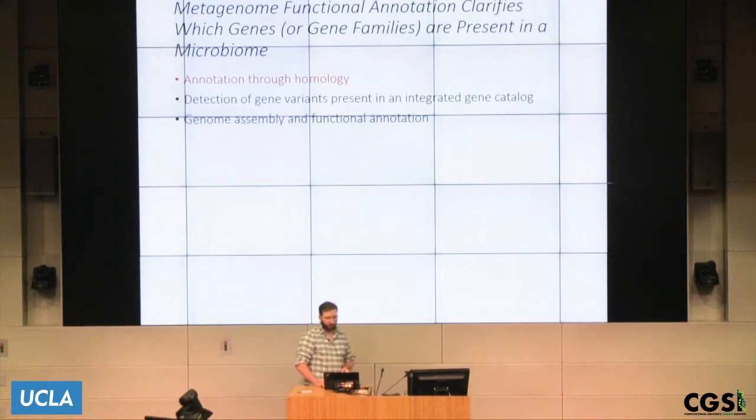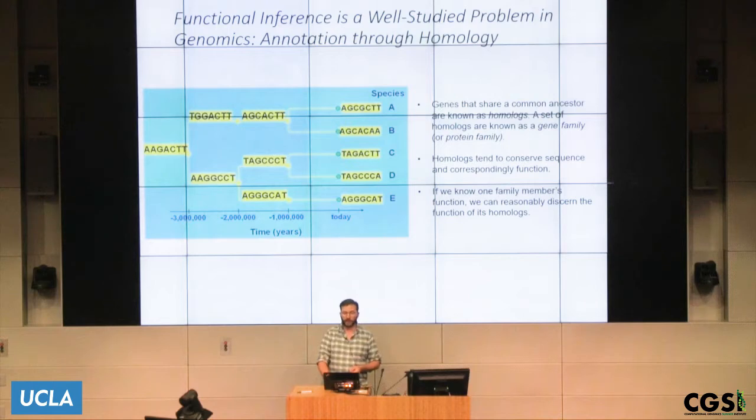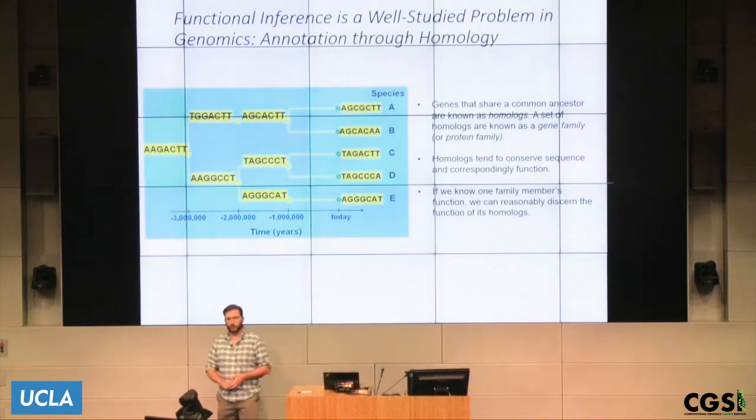So to talk about annotation through homology, I just want to do a quick whirlwind through what homology is and why it is a useful resource for thinking about functional inference. Anybody who's worked with functional annotation of genomes is going to recognize a lot of what I'm about to talk about. So just to remind you, genes evolve. Presumably there's no debate about that in this particular audience.